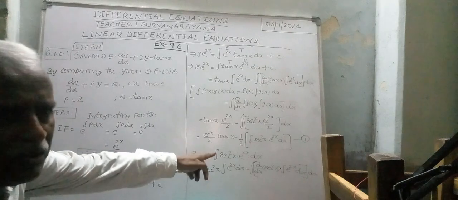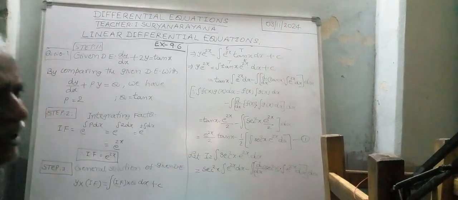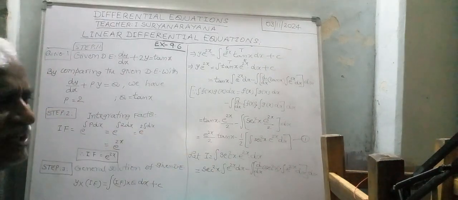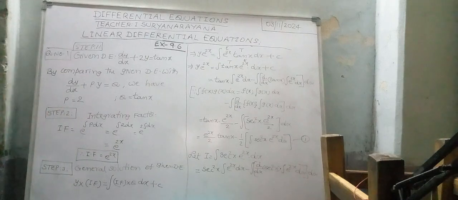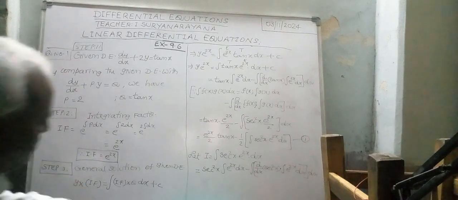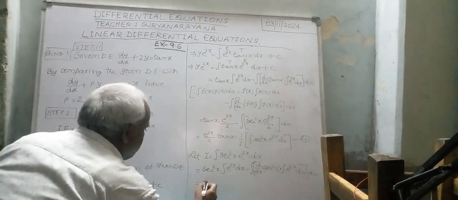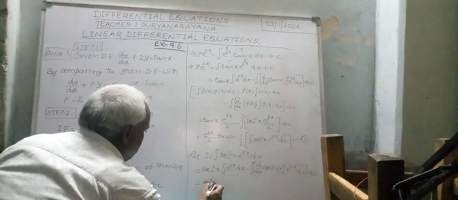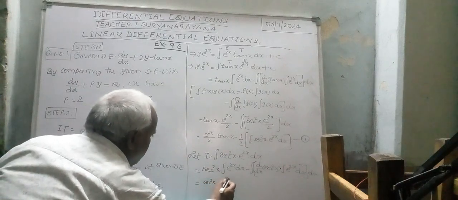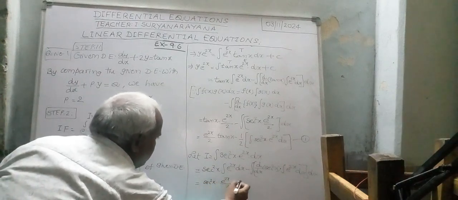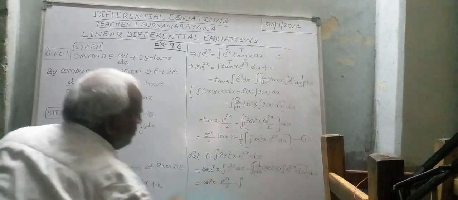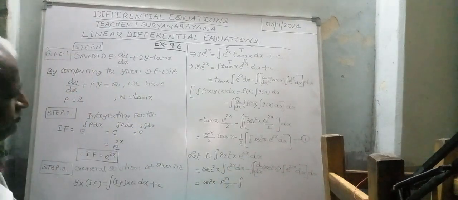This integration part is only a little bit lengthy. Again and again, sometimes we have to use the integrating by parts method. Secant square x into e power 2x by 2 minus integral d by dx of secant square x.